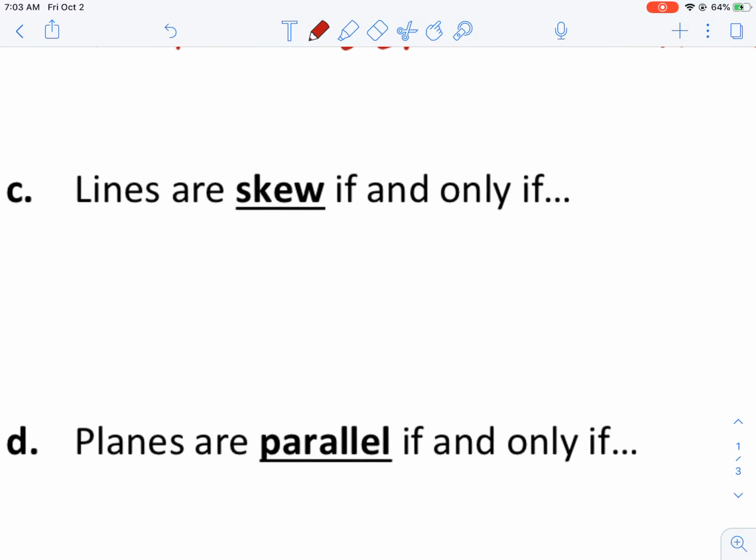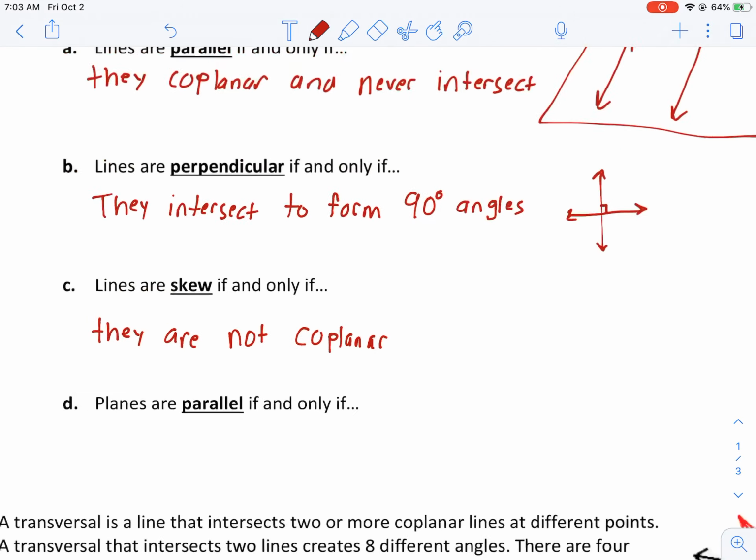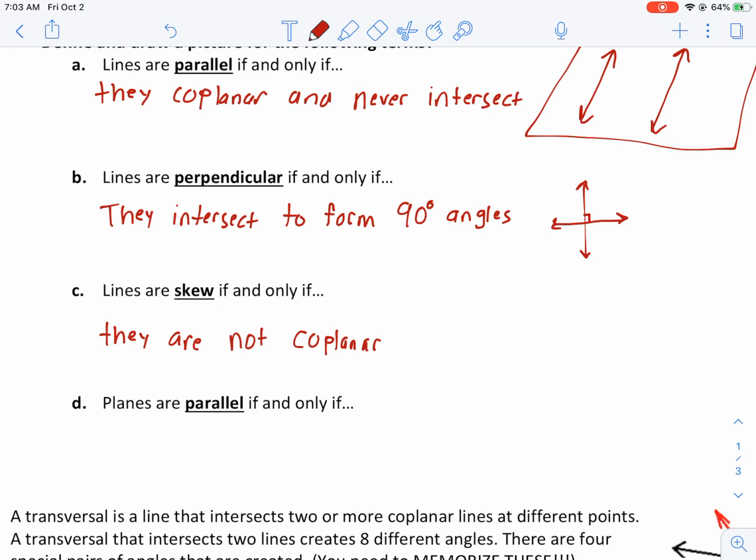C, lines are skew if and only if. So this is different, okay? Lines are skew if and only if they are not coplanar. So these lines never intersect, okay? But because they're not coplanar, we don't call them parallel, we call them skew.